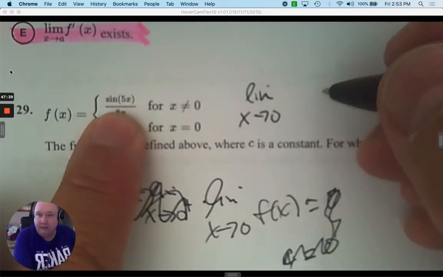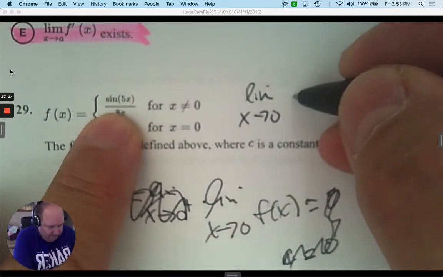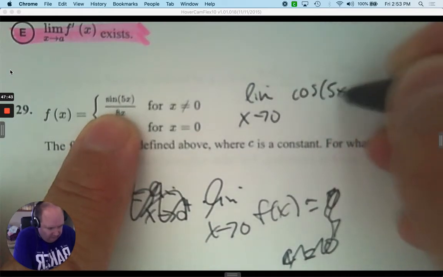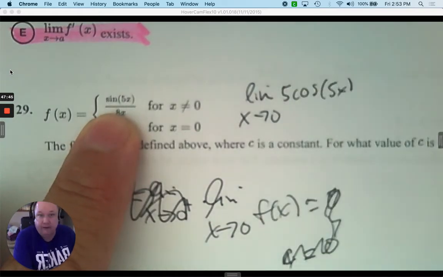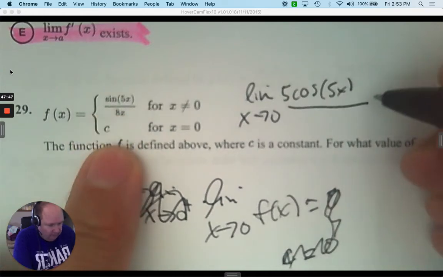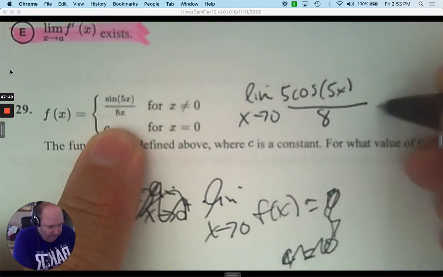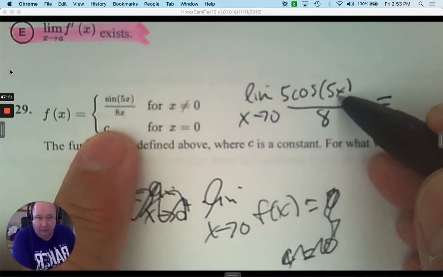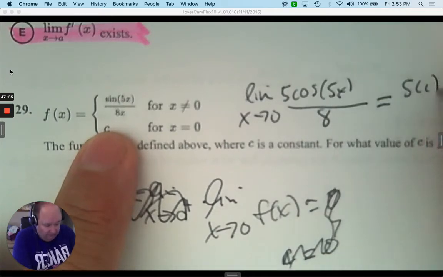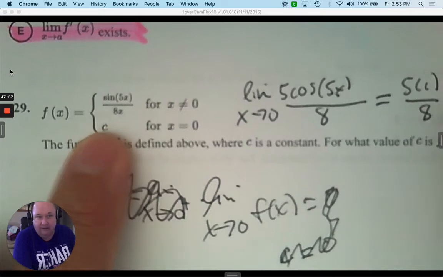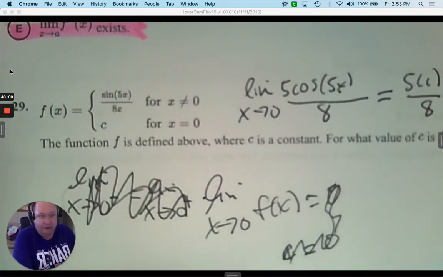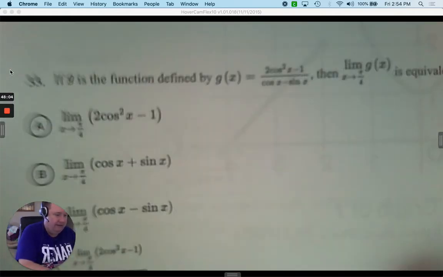So L'Hopital's rule: the derivative of sine is cosine 5x times 5, so there's a hook there. And the derivative of 8x is 8. So now when I plug in 0, cosine at 0 is actually equal to 1. That's the x coordinate at the angle 0. So it becomes 5 over 8. Way better. So number 29, the answer is 5 over 8.